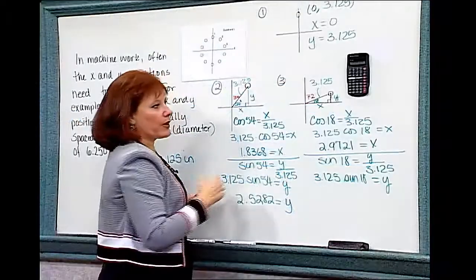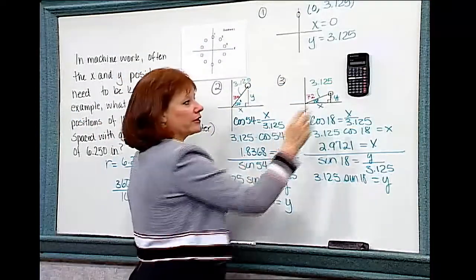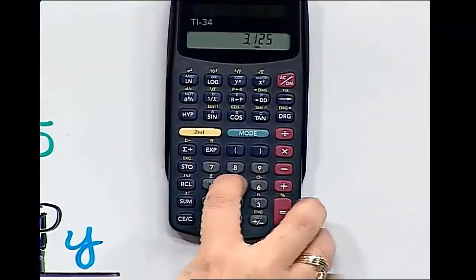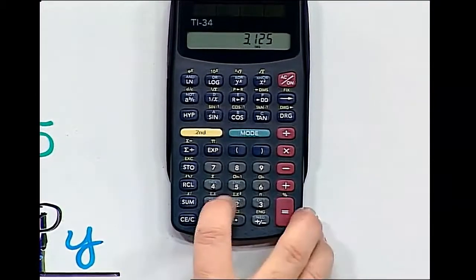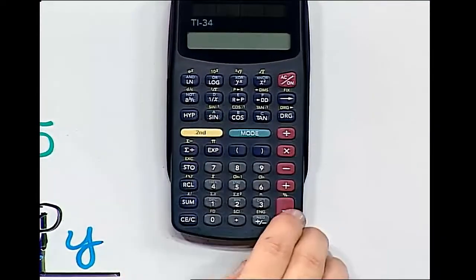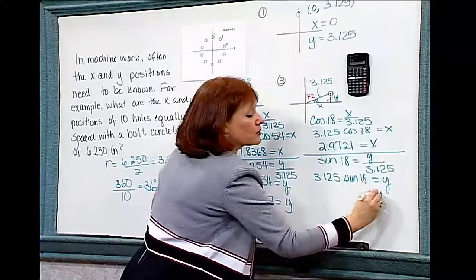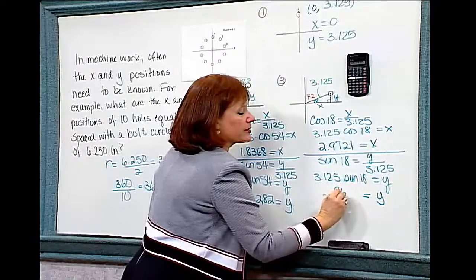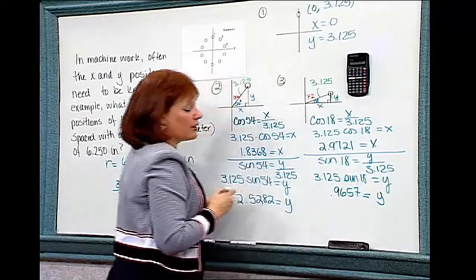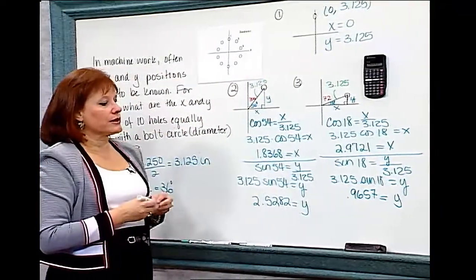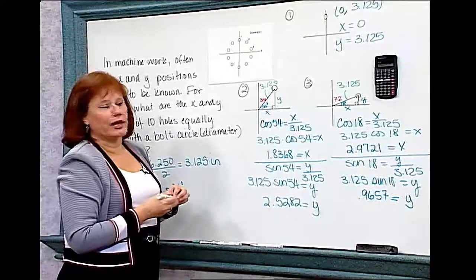And I'll finish this up on my calculator. I'll clear out the calculator and enter 3.125 times the sine of 18, 18 sine, and that equals 0.9657. So the y-coordinate is 0.9657. Once you have the first quadrant angles, it will be easy to find the coordinates of the remaining angles.